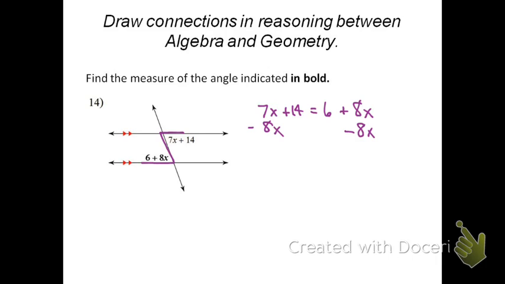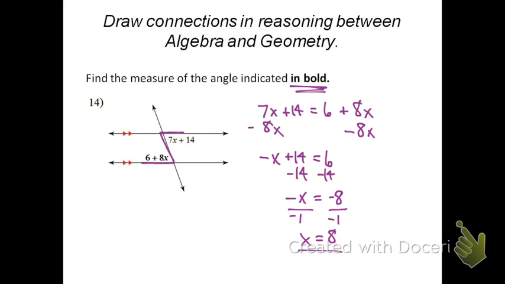This time I'm going to write it just as negative x plus 14 equals 6. Now if we subtract 14 from both sides, cancel that out, we have negative x equals negative 8. And if we divide both sides by negative 1, we get that x equals 8. Now once again, we need to find the bold section.